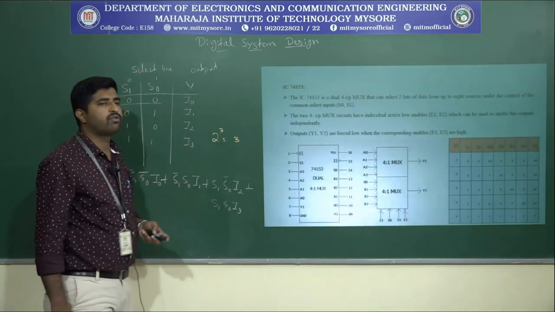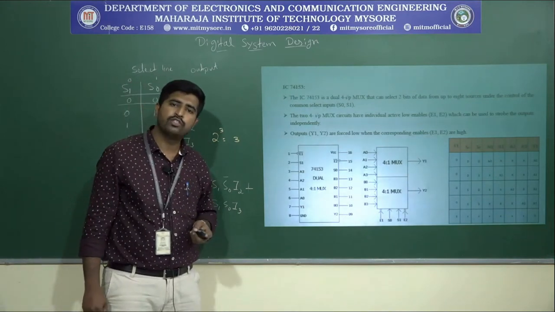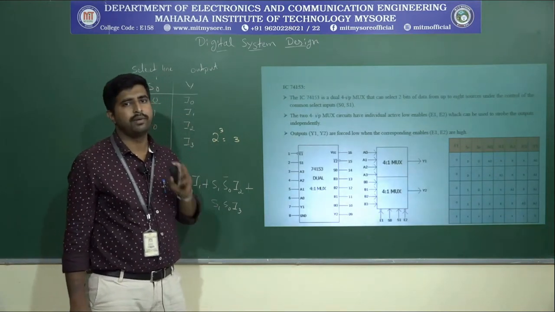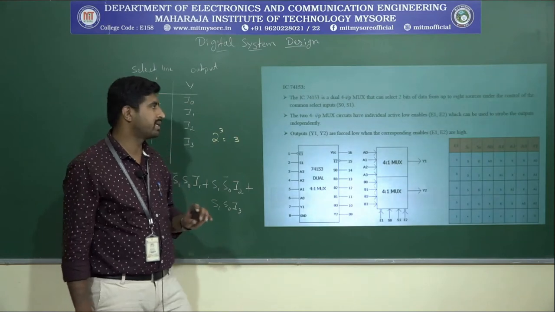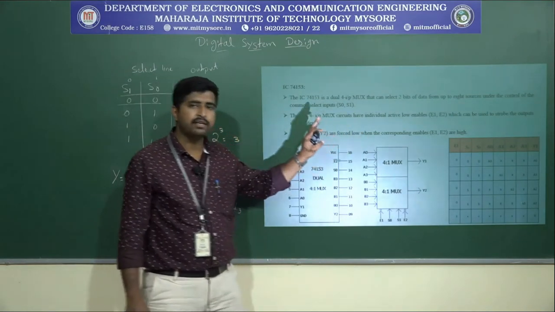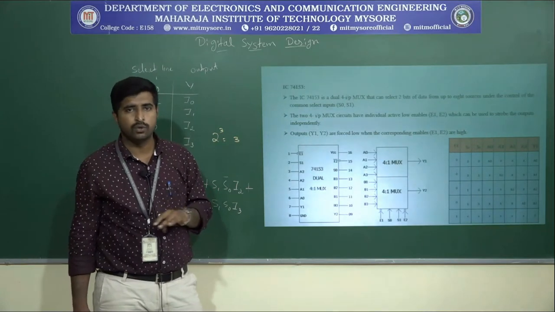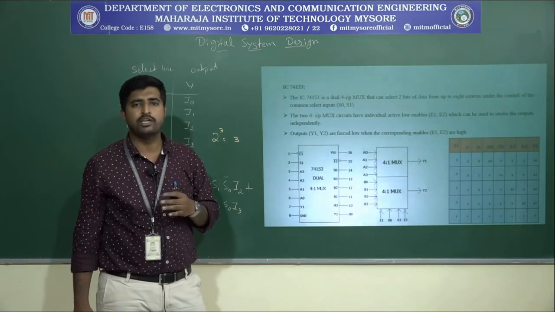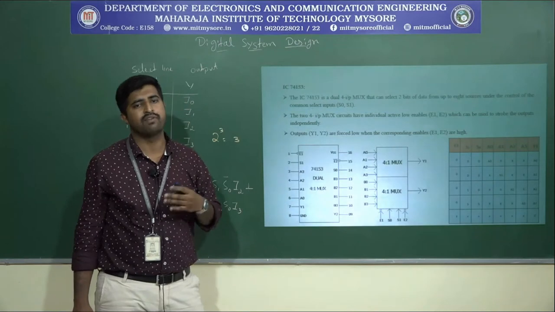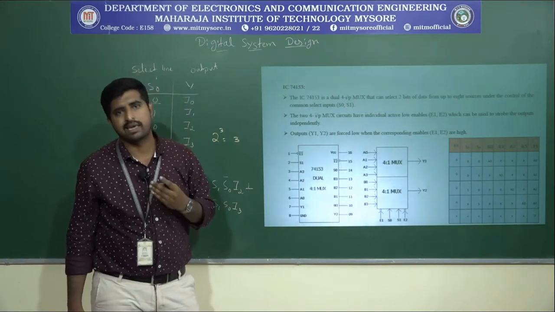So the IC 74153 dual 4:1 mux will be there. Two 4:1 muxes will be connected. That means we're going to have 8 inputs and 2 select lines. The select lines will be only 2, but to enable the individual 4:1 mux, we are going to have 2 enable lines.